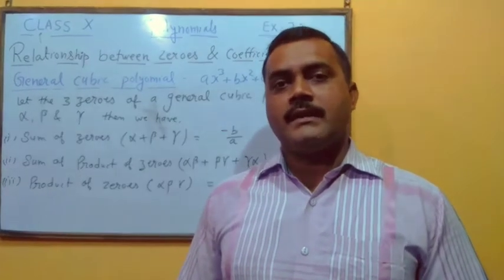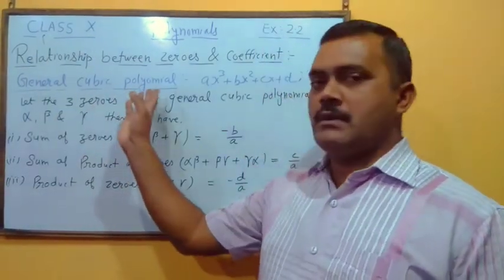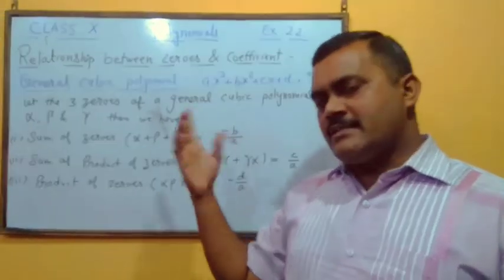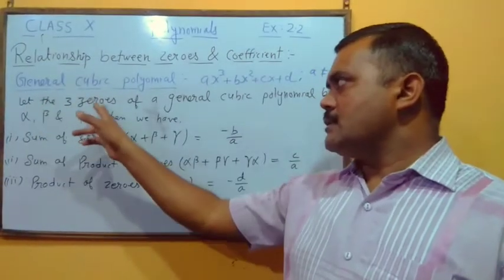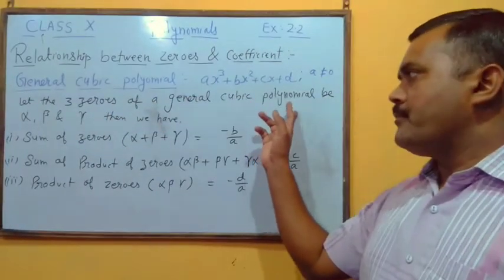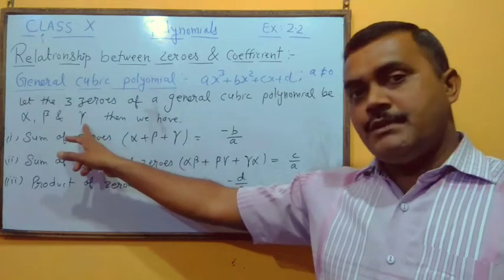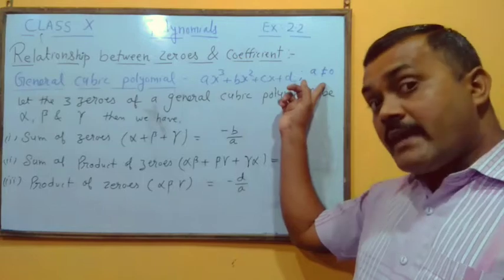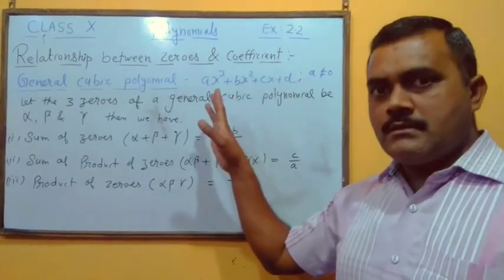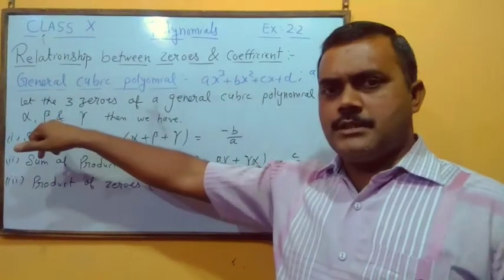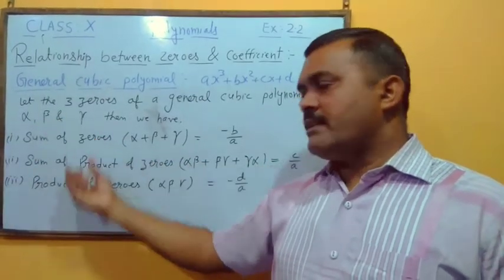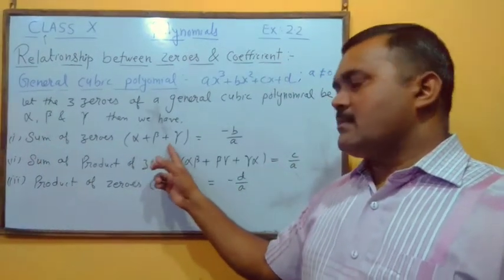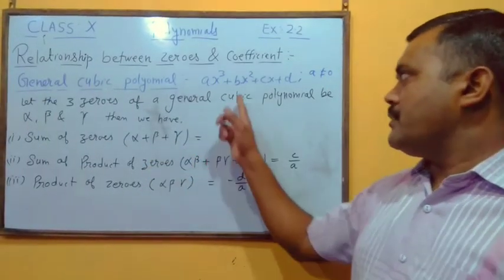After the quadratic polynomial, we have a general cubic polynomial also, and now we'll discuss the relationship between its zeros and coefficients. As we did earlier, let the three zeros of the general cubic polynomial be alpha, beta and gamma. Keep in mind that in this case a cannot be 0, because if a is 0 then this will be quadratic, not cubic. It has three zeros, alpha, beta and gamma. So we have three relations. First is the sum of zeros: alpha + beta + gamma = −b upon a.